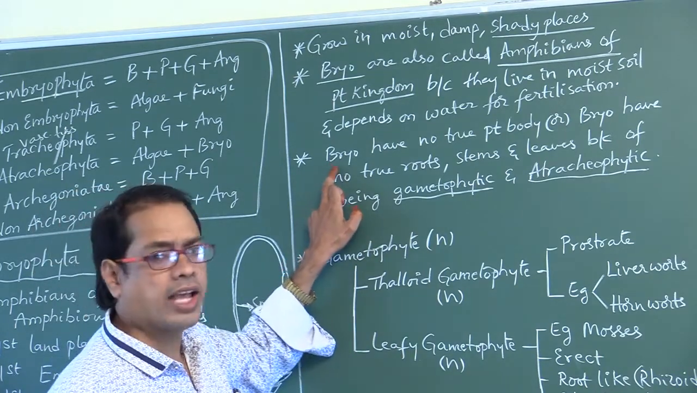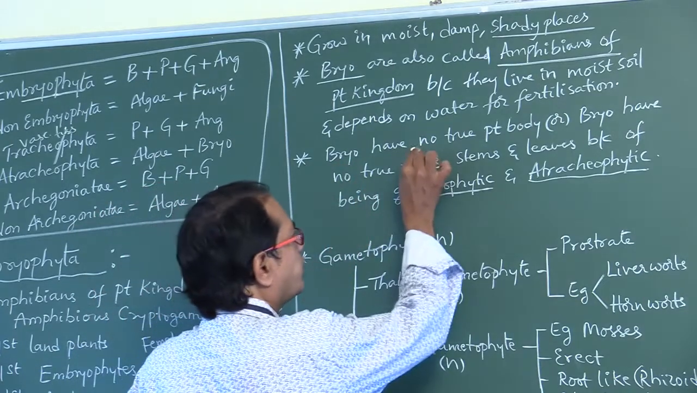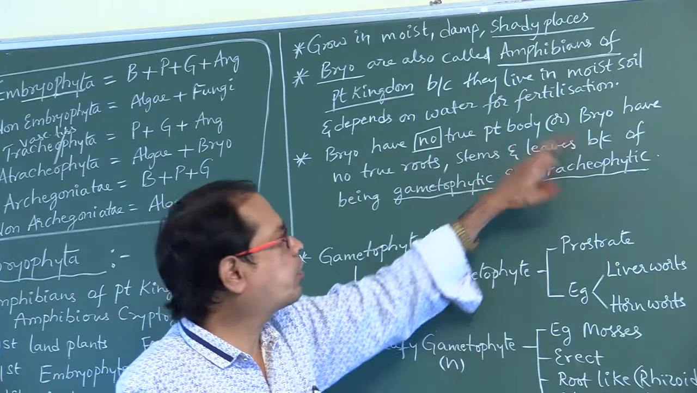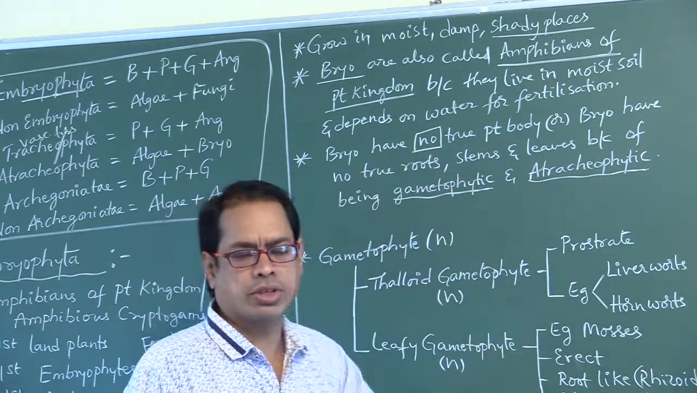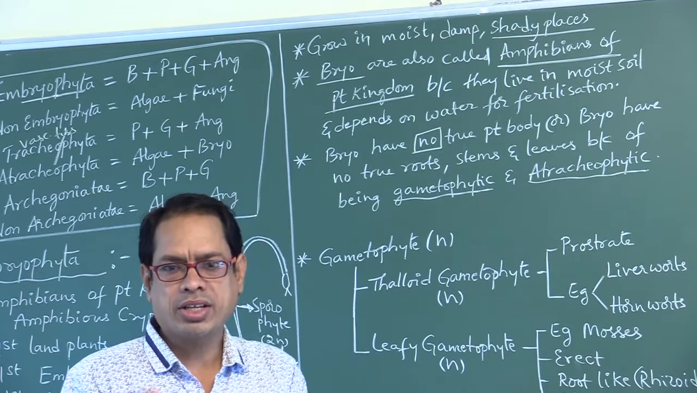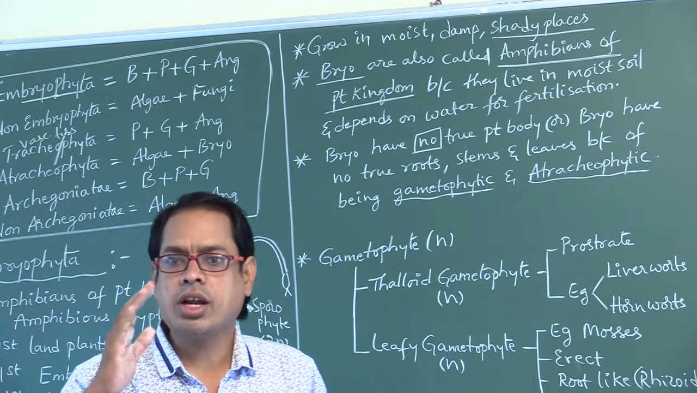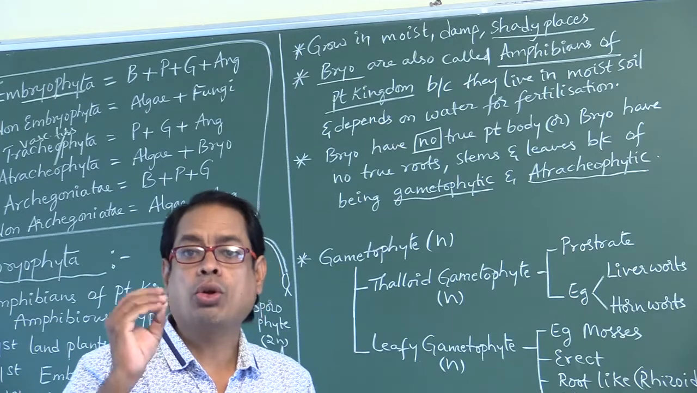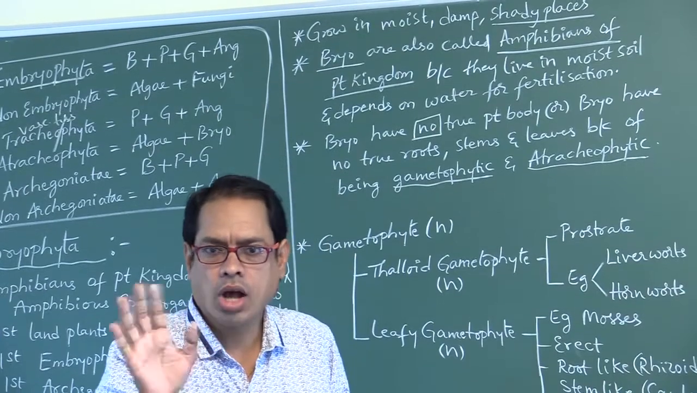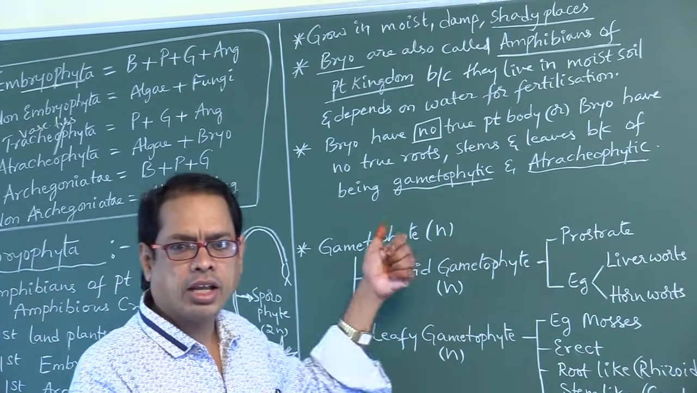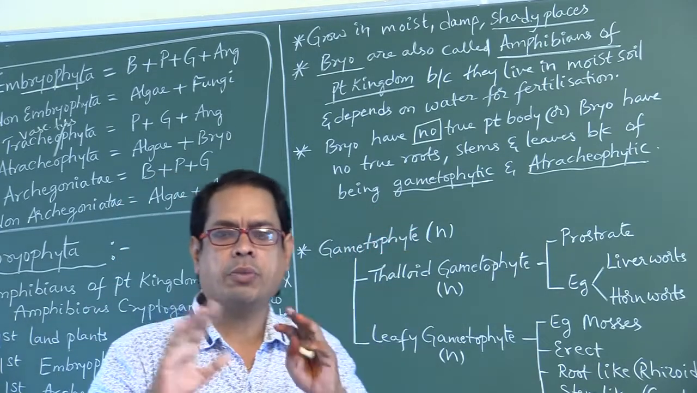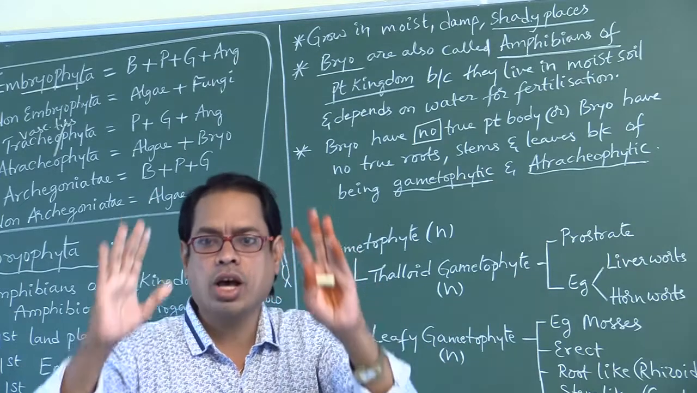Next, this is very, very important: bryophytes have no true plant body, or bryophytes have no true root, stem and leaves. What does it mean? True root, true stem, true leaves means those parts possess vascular tissues; those are considered to be the true parts. Here, these are parts belonging to the gametophyte, not to the sporophyte. These root, stem and leaves are parts of the gametophyte. Gametophytic parts do not possess vascular tissues.